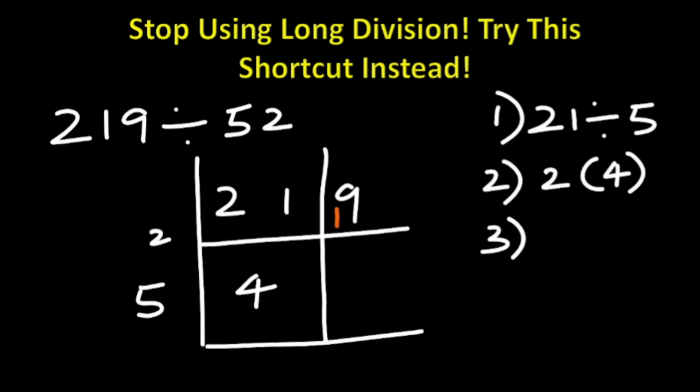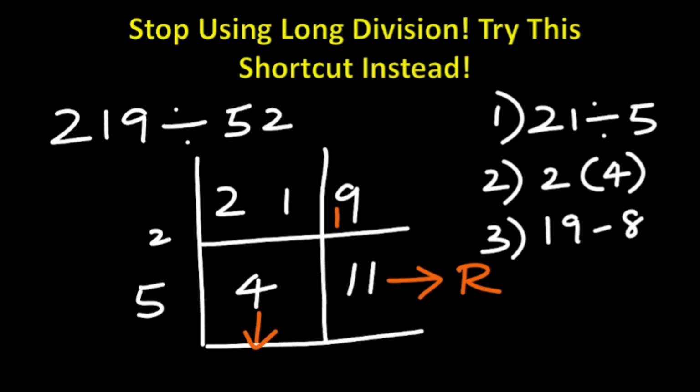In step 3, subtract this 8 from 19. You see 19 on the right side, so subtract that from 19. So 19 minus 8. We get 11. So the remainder is going to be 11. So this is the remainder, and this will be the quotient. So when you divide 219 by 52, the quotient is 4 and the remainder is 11.